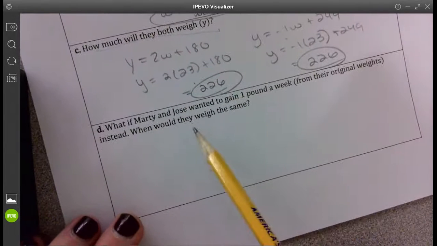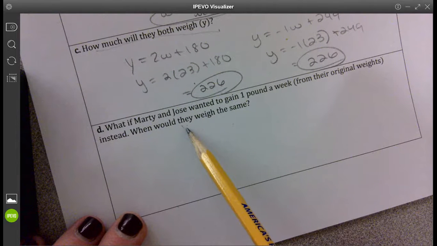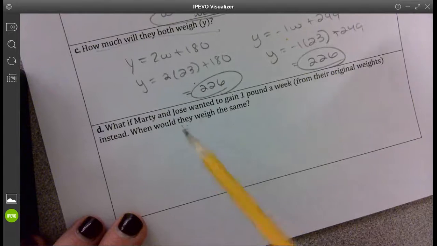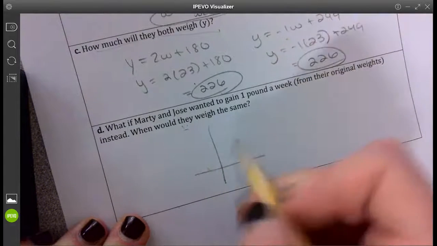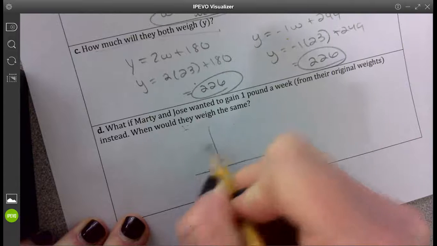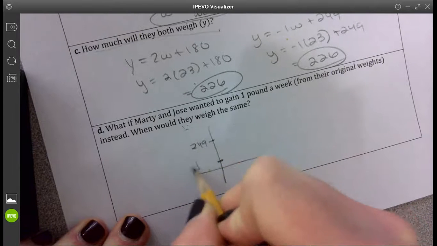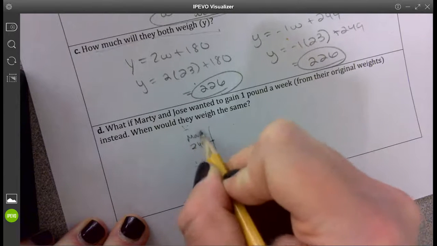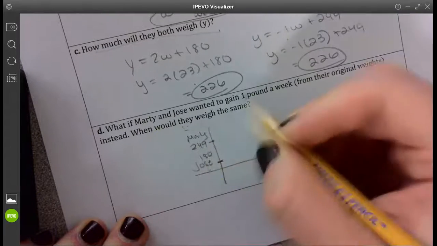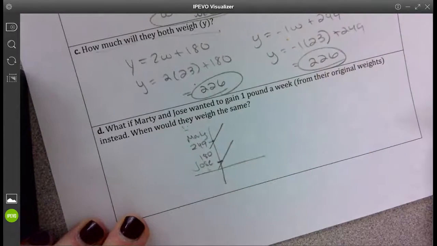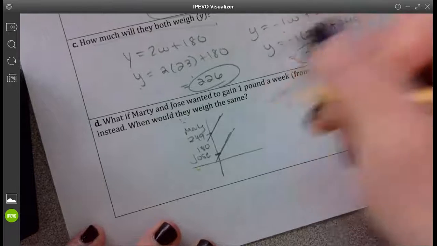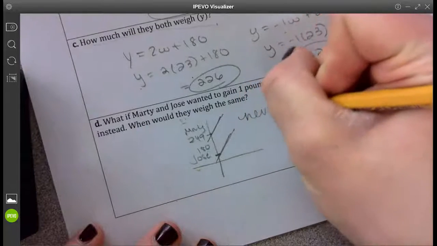And it says, what if Marty and Jose wanted to gain 1 pound a week from their original weights? What would they weigh? So if Marty started at 249 and Jose started at 180, and they both gained 1 pound a week, when would they weigh the same? They wouldn't. If they're both gaining at the same constant rate, they would never intersect. So there is no solution. They would never weigh the same.